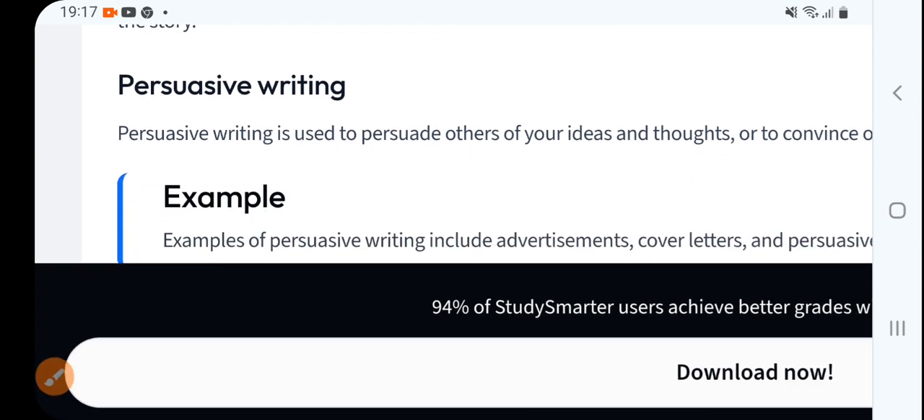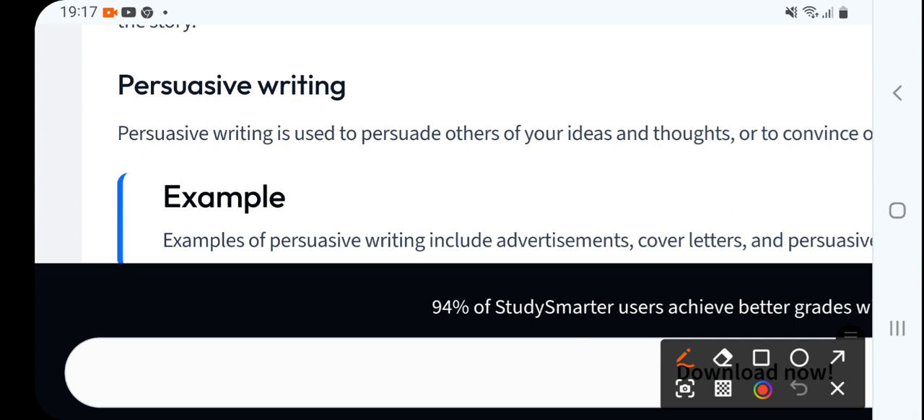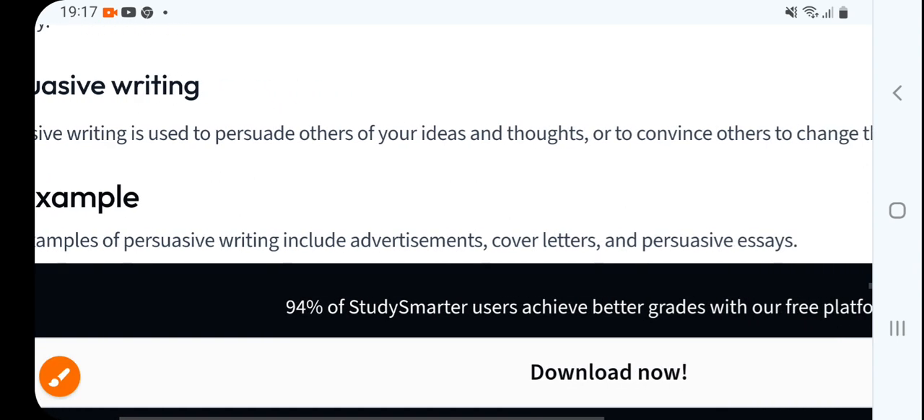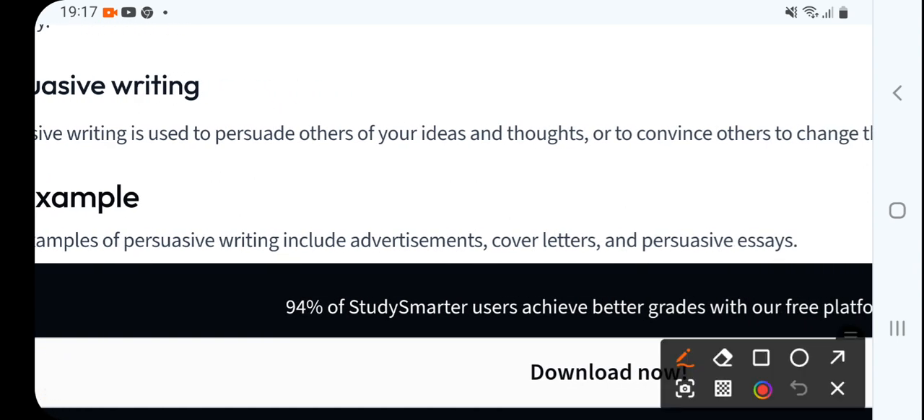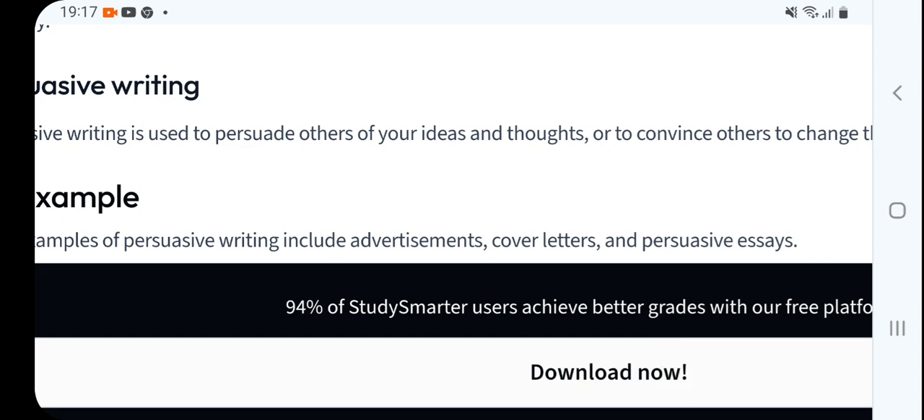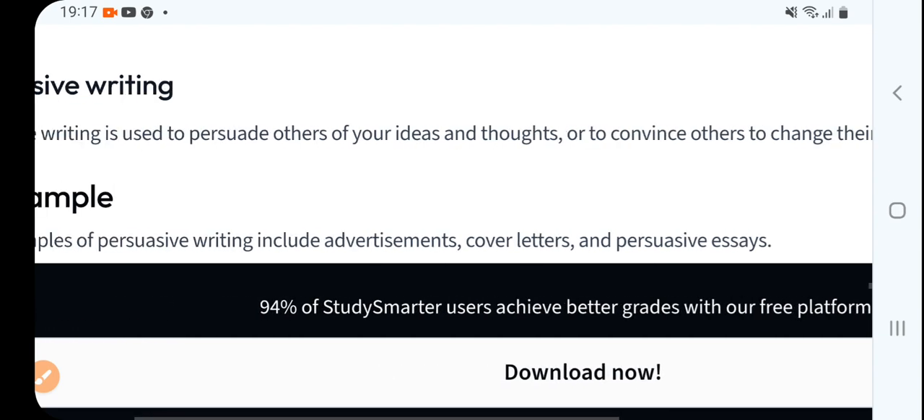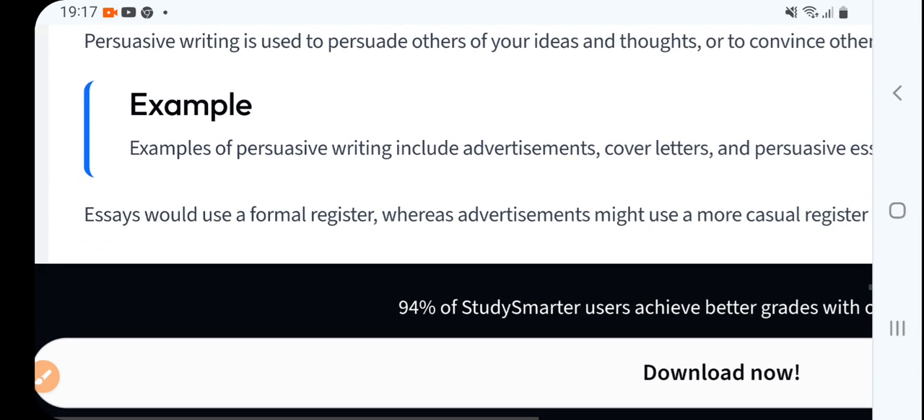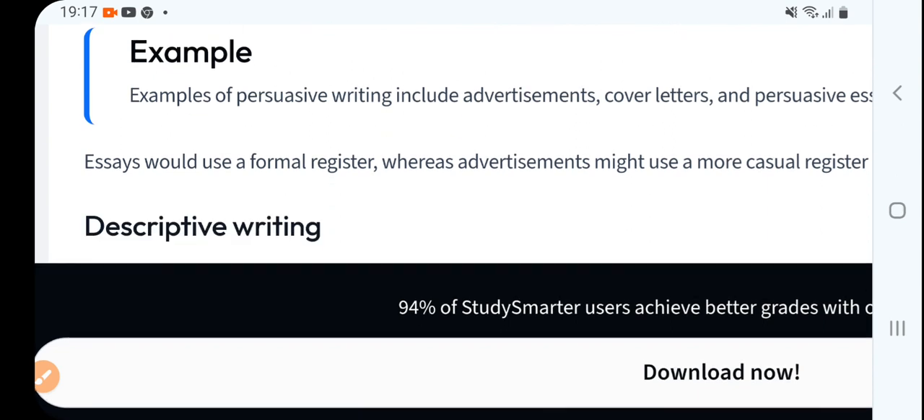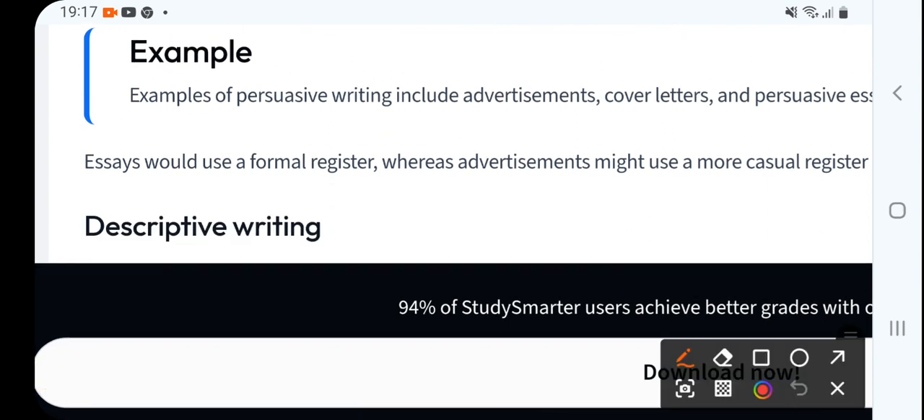Number two, persuasive. Persuasive is to persuade. Persuasive writing is used to persuade others of your idea, or to convince others to change their behavior somehow. Examples of persuasive writing include advertisements, where the seller tries to convince the buyer, so the advertisement's writing tone will be different.